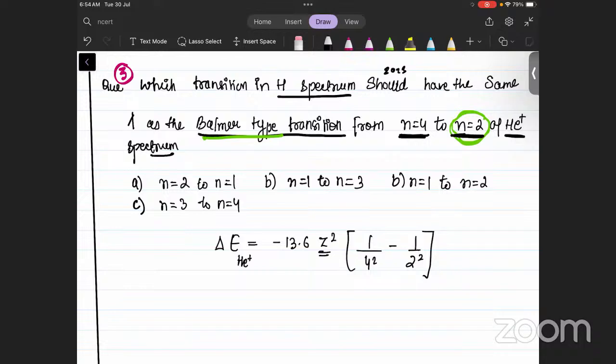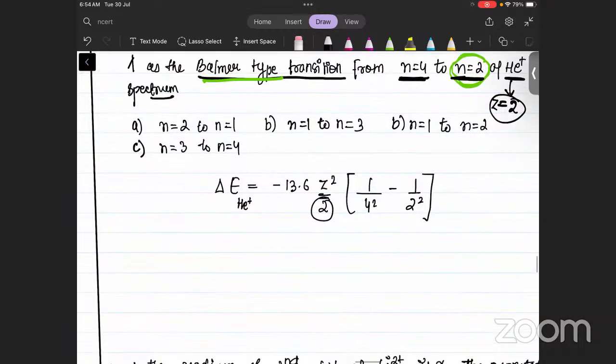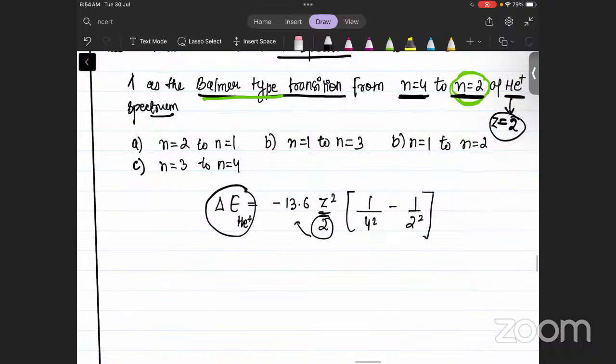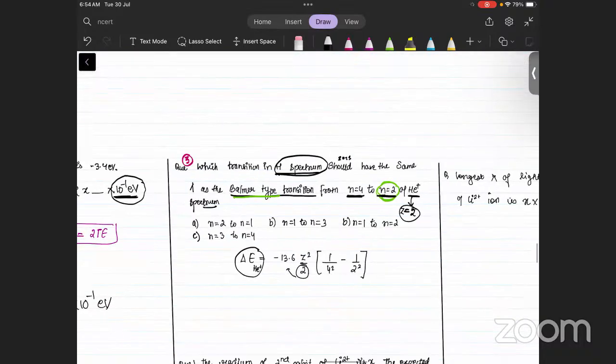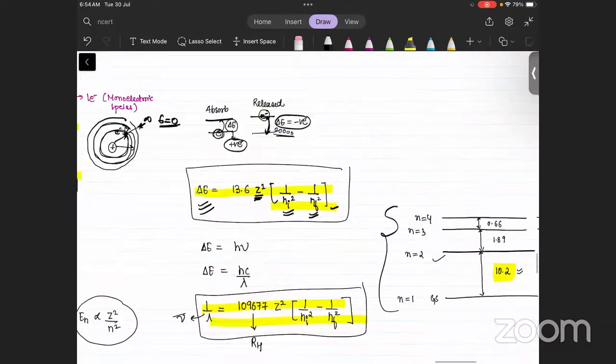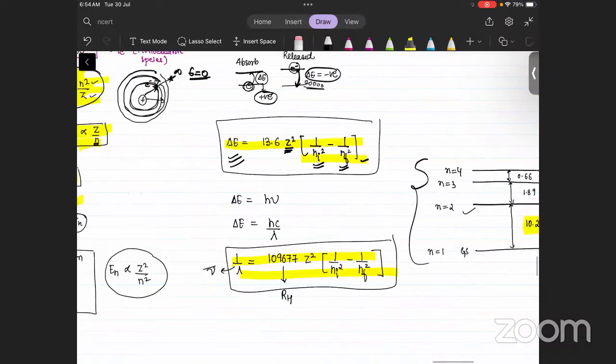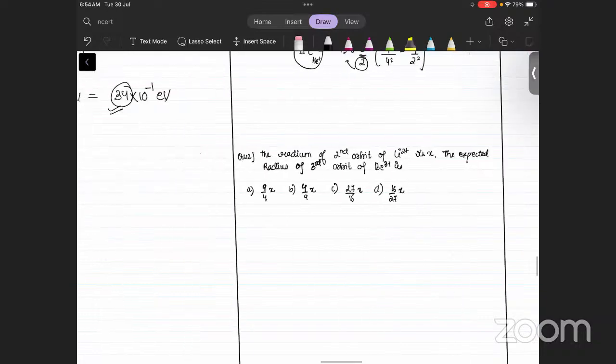Now, Z for helium is 2. Put the value 2 here. Yes, this is what I can do for you. I can tell you what formula you have to use. Calculate the energy. Compare this energy with the hydrogen spectrum, which we already know, right? You'll get your answer, right?